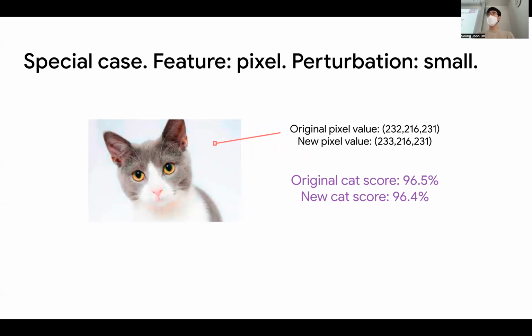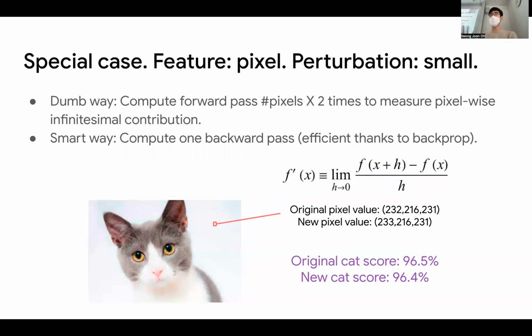But we're going to start with a very special case where we can actually compute this counterfactual very quickly, which is when the feature is a pixel and the perturbation is very small. So let's say the original pixel value here is like this, and these are RGB values. And we are perturbing the R value by 1 out of 255. And then let's say the cat score has decreased from 96.5 to 96.4. That's a very small perturbation. But probably this sounds familiar, because that's exactly how you compute the gradient numerically.